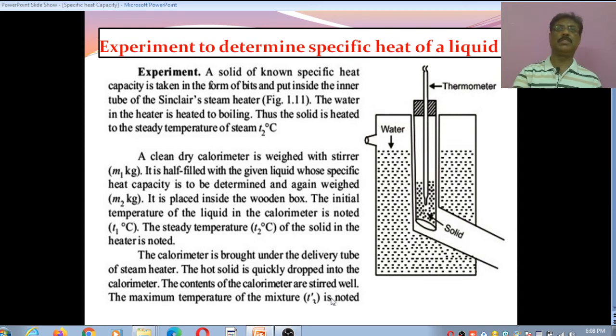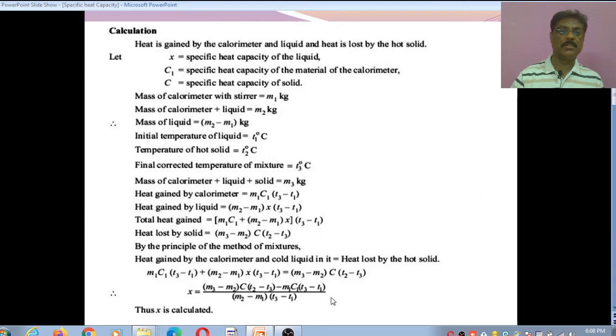So once again, T1 is the initial temperature of the liquid, T2 is the temperature of the hot solid. Now when we mix these two, it attains a common temperature. Let it be T3. Now you have to do some calculation, and again we have to define the method. Same principle: heat is gained by the calorimeter and liquid, and heat is lost by the hot solid.